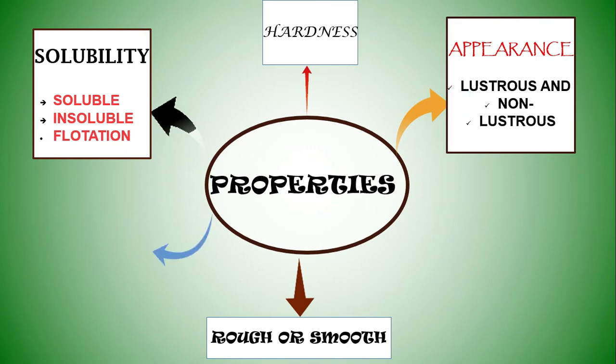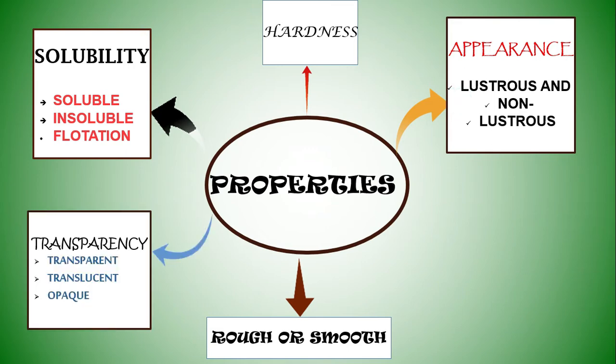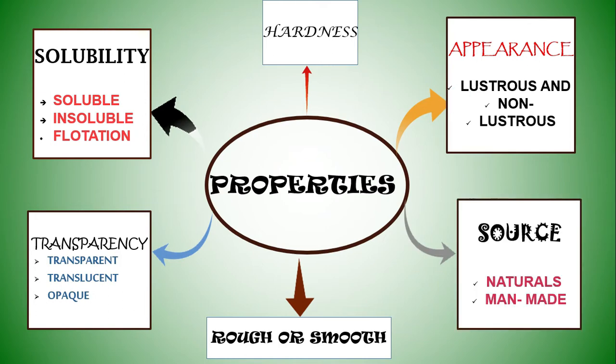Now comes the fifth property, that is transparency, whether it is a transparent, translucent, or opaque material. And the sixth one is source, natural or man-made. Depending upon the source, how they are available, we can group them as natural and man-made.